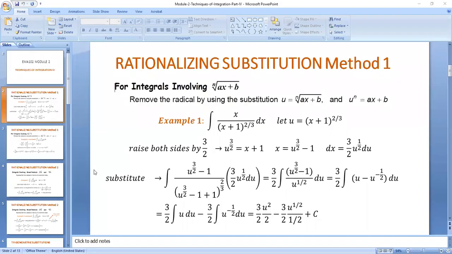So for our new topic, it would be on rationalizing substitution. So you really have to pay attention, because if you're going to ask me, this is the second most complex and lengthy procedure that you're going to do or apply in terms of evaluating an integral. It's a technique, another technique for you to learn. Okay, let me share my screen. Okay, I hope you can see my slide.